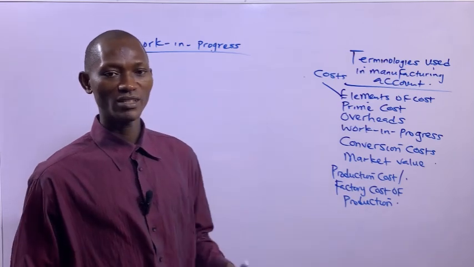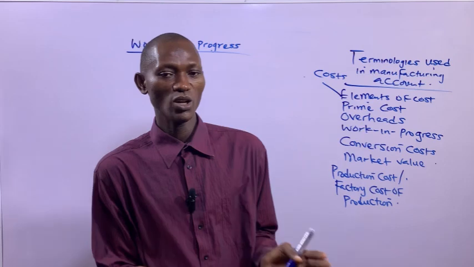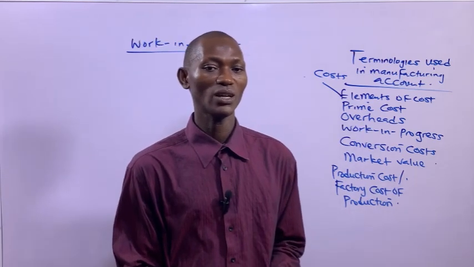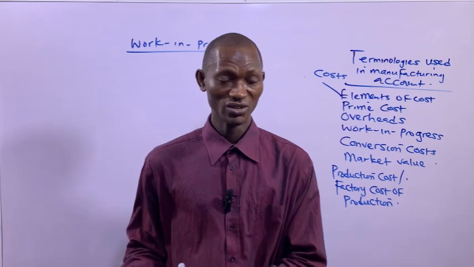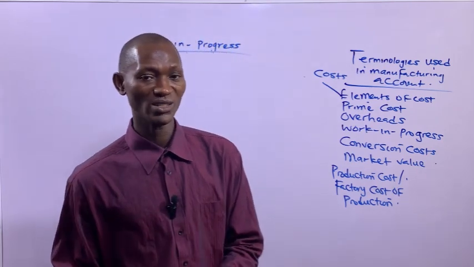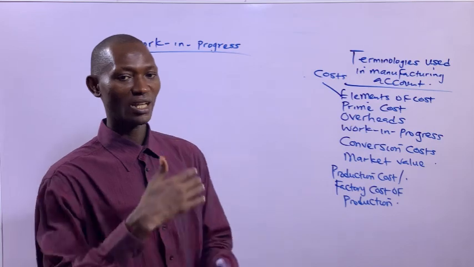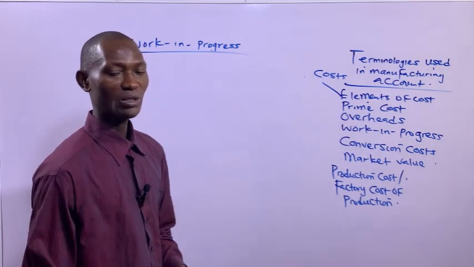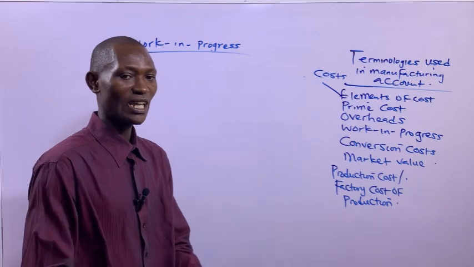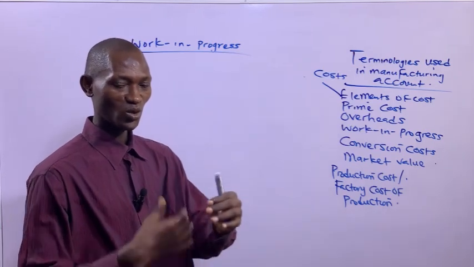For example, let's say a road construction is ongoing. The company may not finish the construction of that road. So that road, whose construction has not been completed, is called work in progress at the end of the period. Then it will be carried forward for the next period. At the end of the next period also, you will have closing work in progress, and it will also be carried forward.